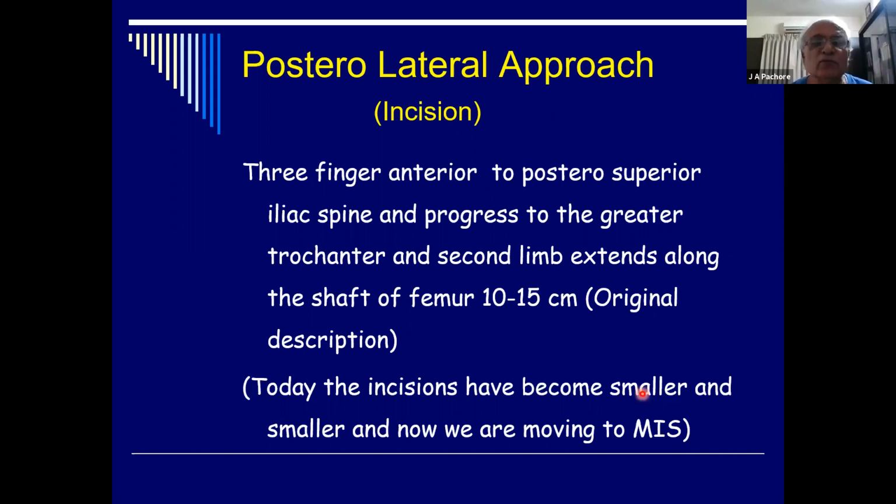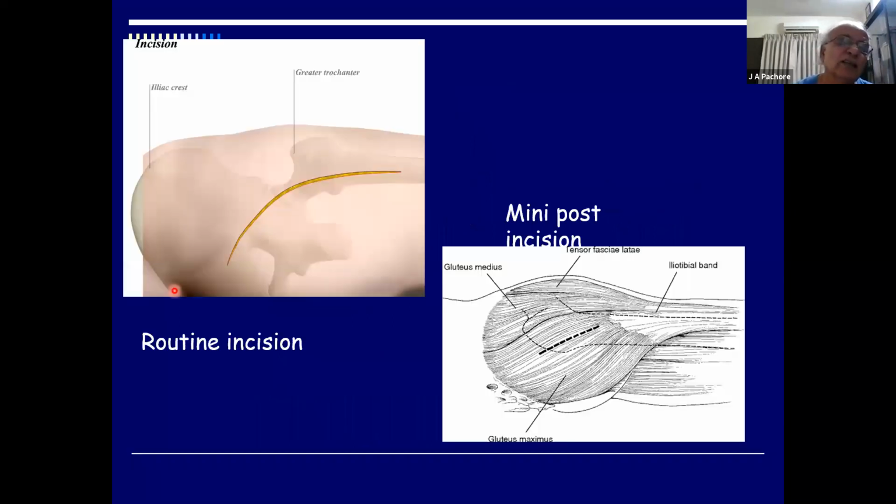Today, the incision becomes smaller and smaller, and now we are moving to MIS also. Even with a 5 centimeter incision, you can do it. When I was young, I used to do it, but now I don't do it. So that's the approach. You have seen the posterior spine. That's the trochanter. There's a curved limb, and this is on the shaft. Now today we will have this much incision. We don't go below the trochanter much now.